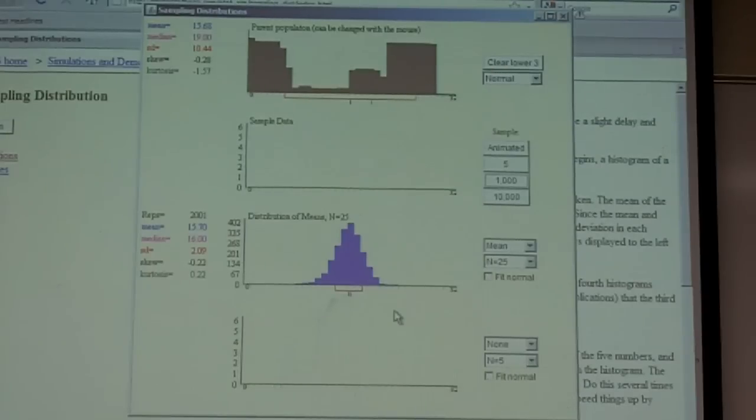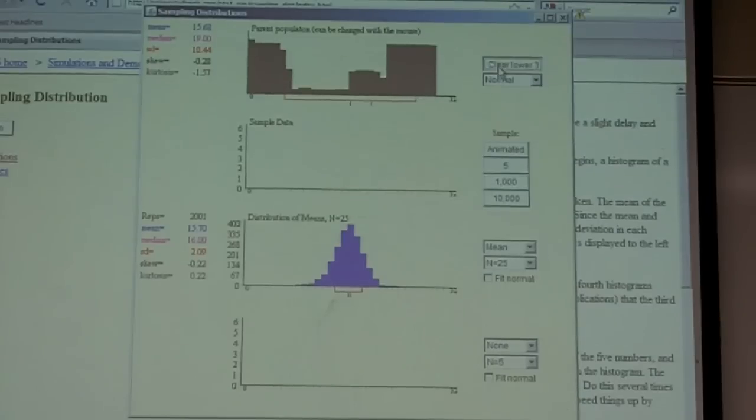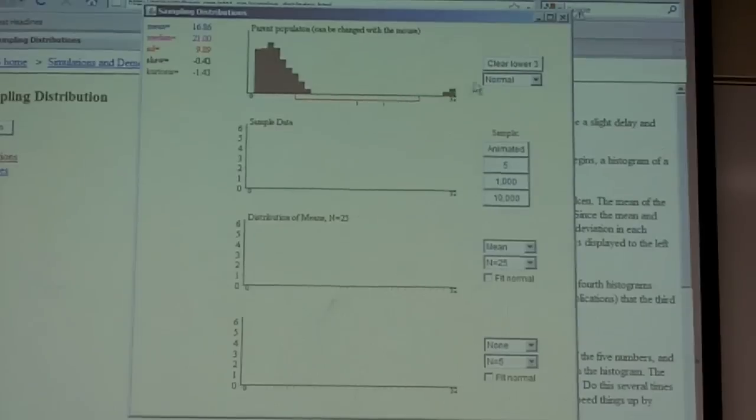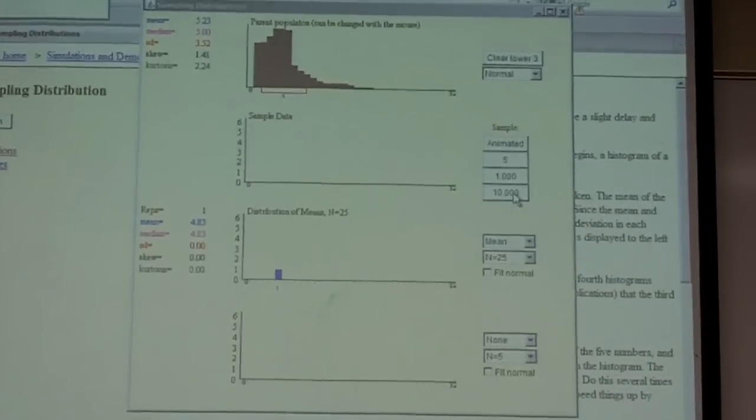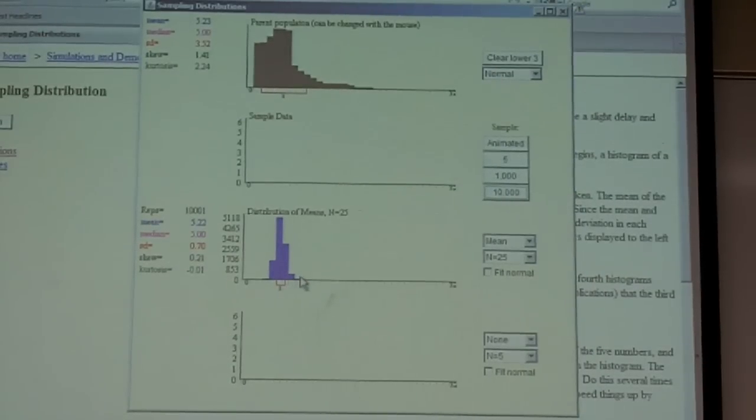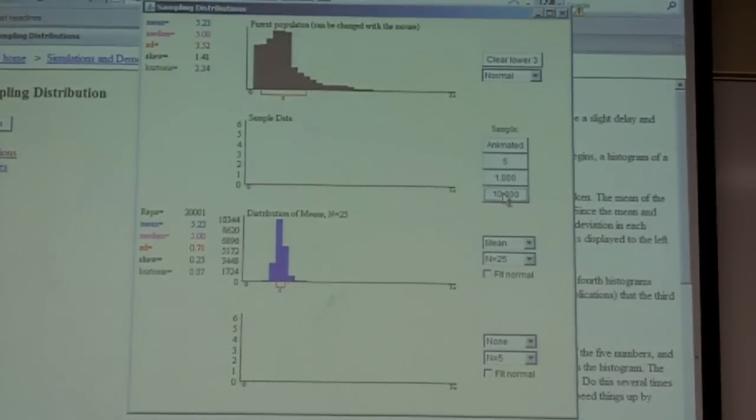Will you say if there was a floor effect or a ceiling effect that it won't be normal? That's very good. The only condition under which the normality assumption is not fully guaranteed is when you have a severe skew in the original population, like this. You've got a skew here, and you run the animation, and you're not going to have a normal distribution. So let's do it 10,000 times. Well, it's sort of normal, but there's a little bit more of a tail here. If we run it enough times, you'll see it's not normal.